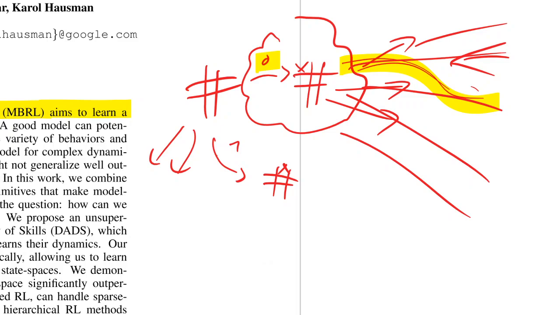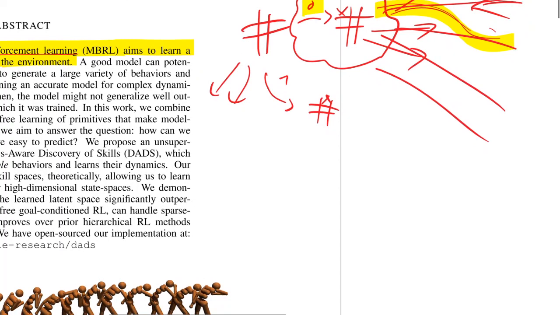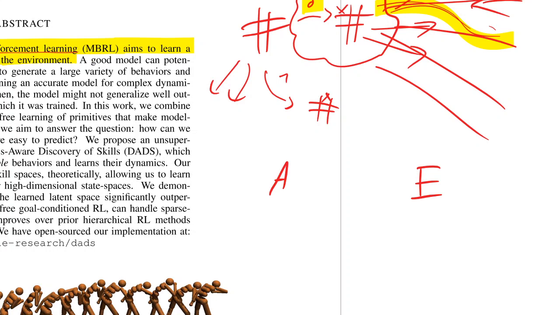Now, in opposition to that, in model-free reinforcement learning, what you do, you are this agent, here's the environment, and you simply have to do an action. So I do action zero, and the environment just gives you back a reward and the next observation.